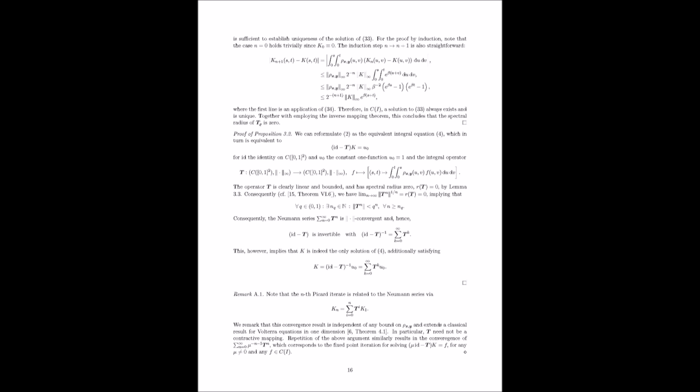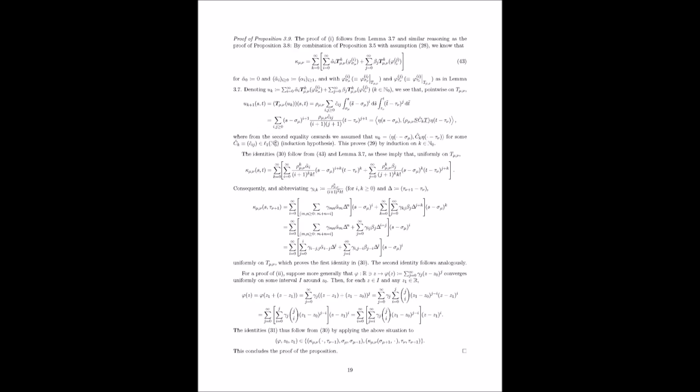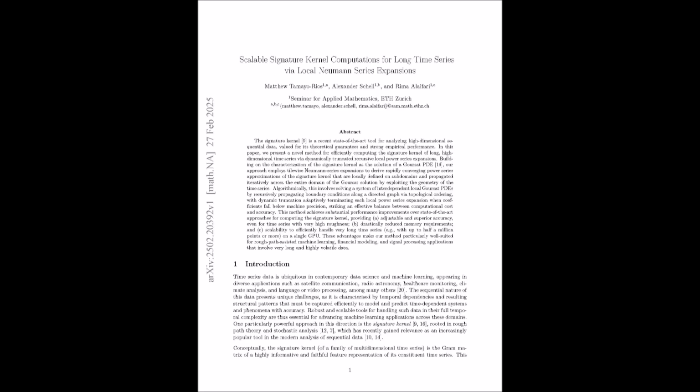Okay, that makes sense on an intuitive level. But how does that work mathematically? We don't want to sacrifice the accuracy of the signature kernel just to make it easier on our computers, right? Absolutely. And that's where the real genius of their approach comes in. They've figured out a way to keep the accuracy of the signature kernel, but at the same time shrink down that memory footprint. And one of the key innovations here is using these things called local Neumann series expansions.